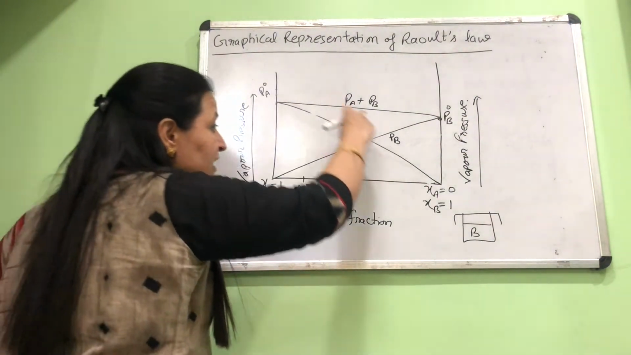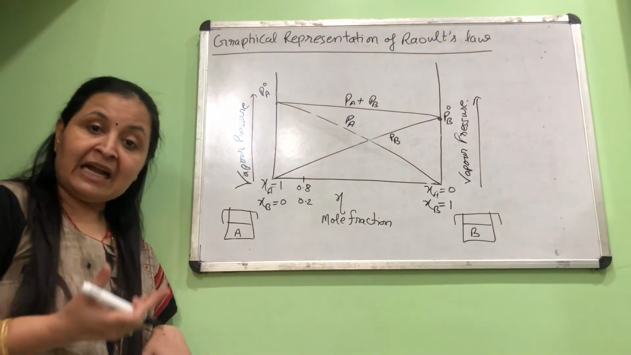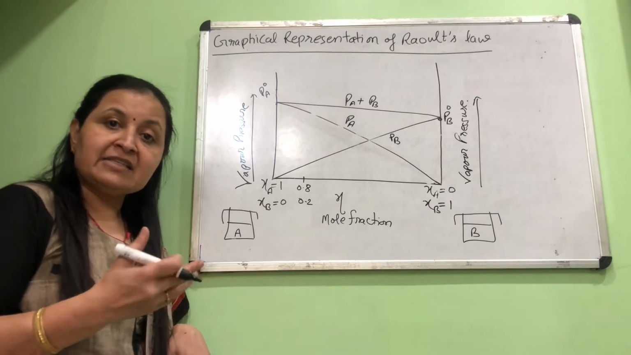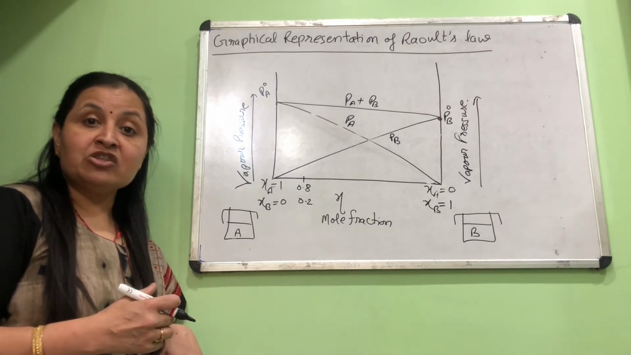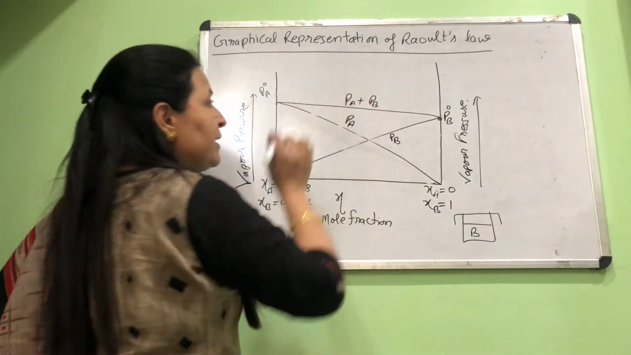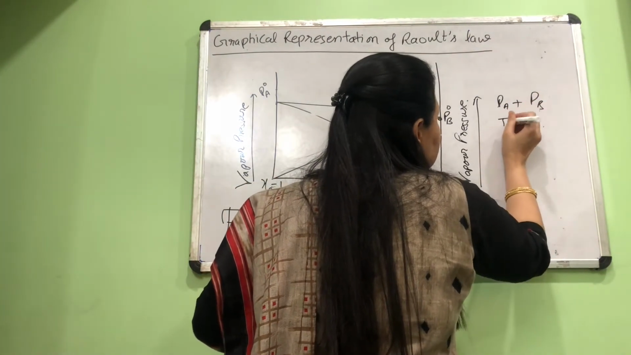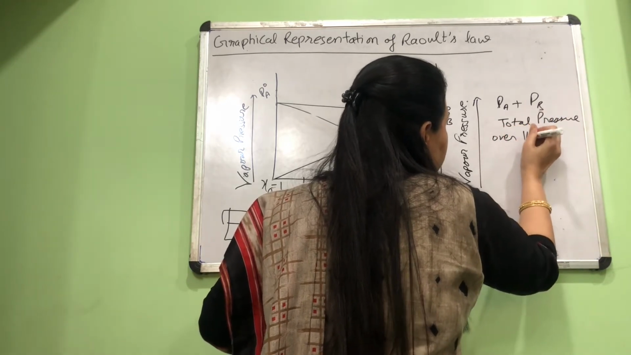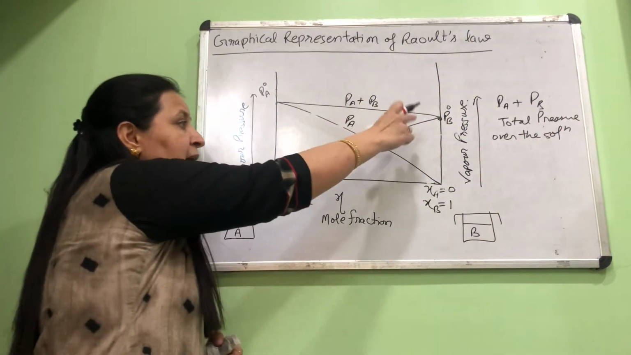Now see, this variation of partial pressure with the mole fraction is linear. And that is what Raoult's law is saying: if the vapor pressure of liquids varies directly as their mole fraction in solution, then the solution is called ideal, and this variation has to be linear. And what is this connected line showing you? It is showing you PA plus PB. What is PA plus PB? PA plus PB is the total pressure over the solution, or the total vapor pressure over the solution, which is indicated by this line.